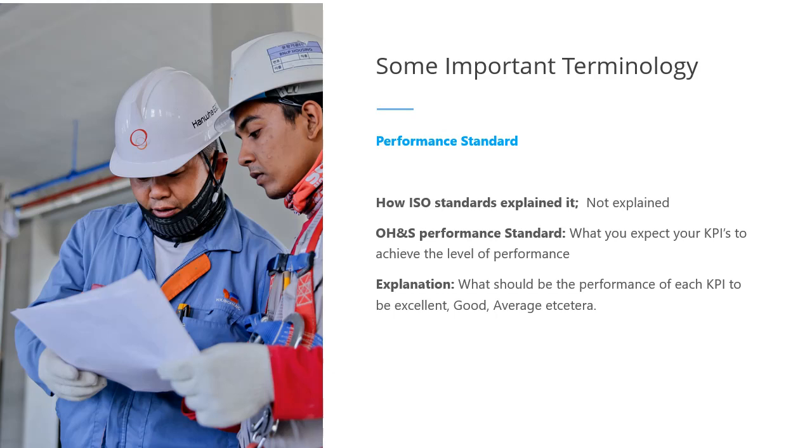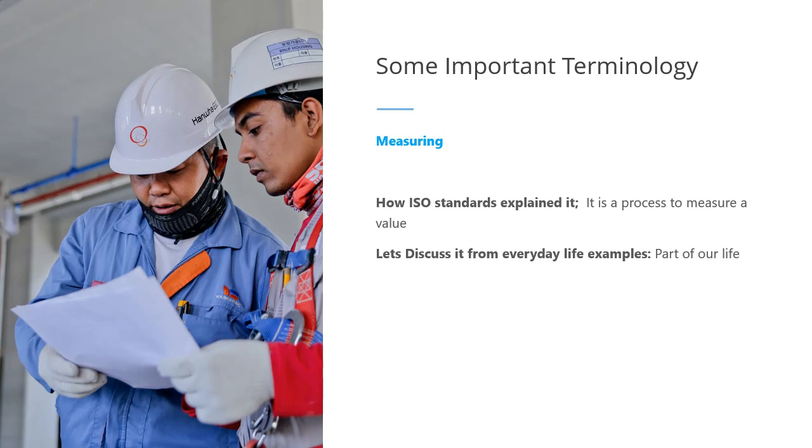Similarly, if the organization has set emergency evacuation time as their KPI, they may set the performance standard as a maximum of 2 minutes to be excellent, 2.5 minutes as good, and above 3 minutes as poor. Once we set a required target against KPIs, we actually set the performance standards. Measuring. It is a process to measure a value.